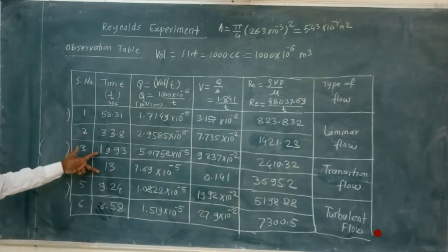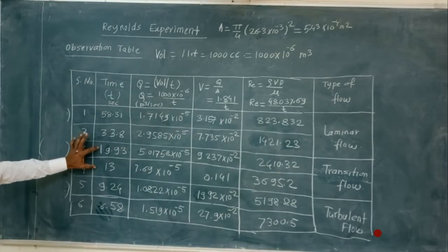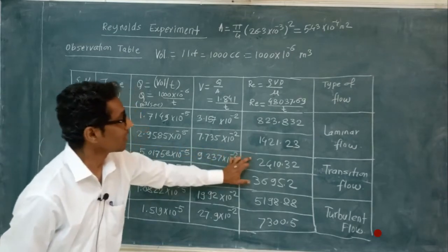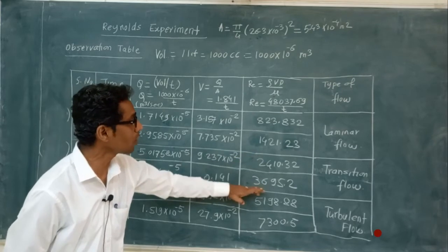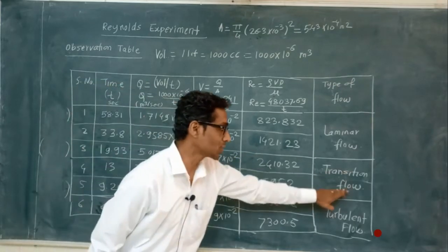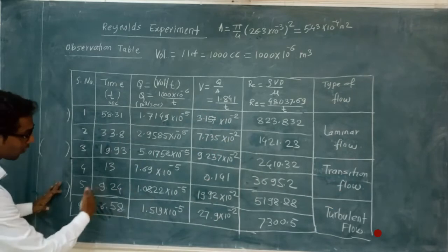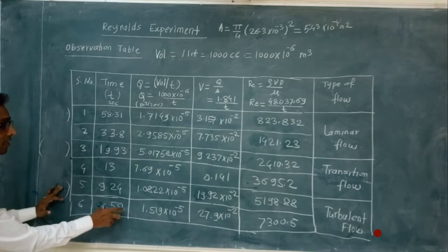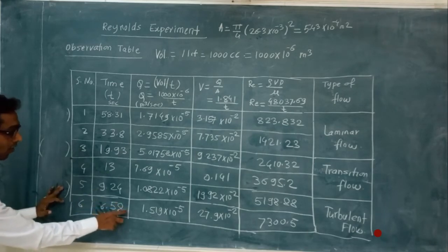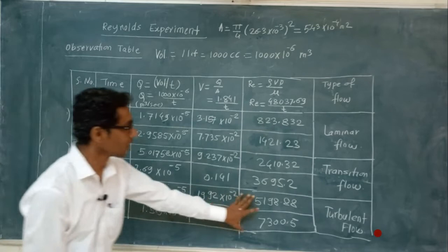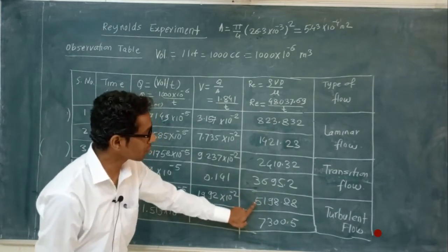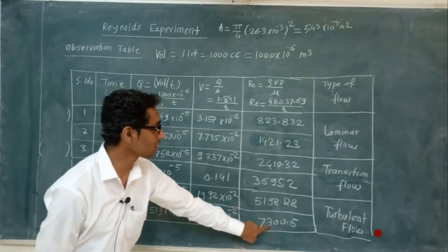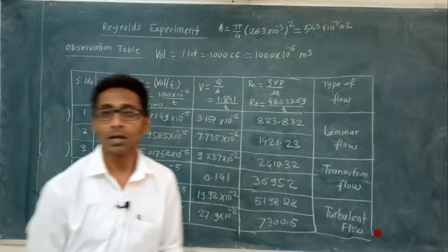Next, the third and fourth readings have timing between 12 and 20 seconds. Here we find the Reynolds number in the range above 2000 but below 4000. That is transition flow. And for higher discharge, that means low time, the 1000 cc measuring flask is filled in a minimum time. In that case we found Reynolds number values more than 4000, up to 7300. So in such a case we get turbulent flow.